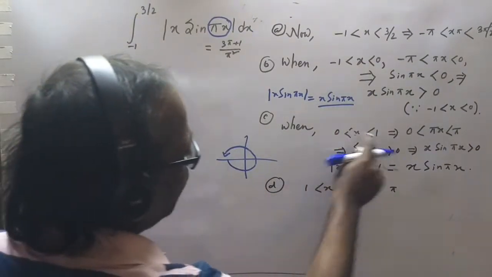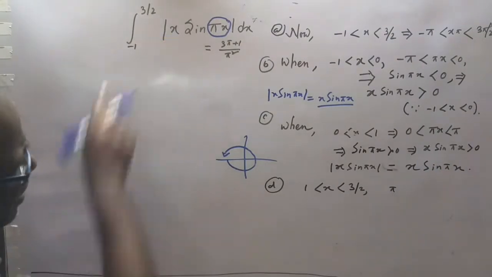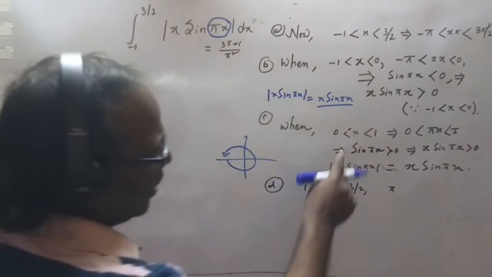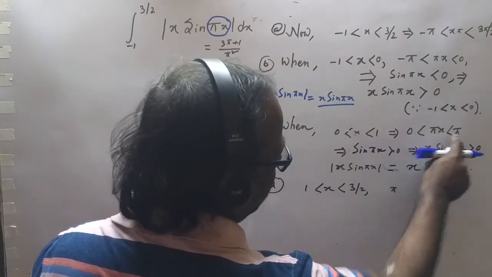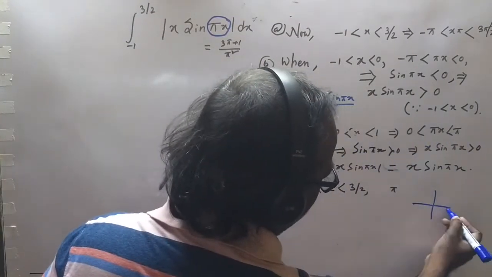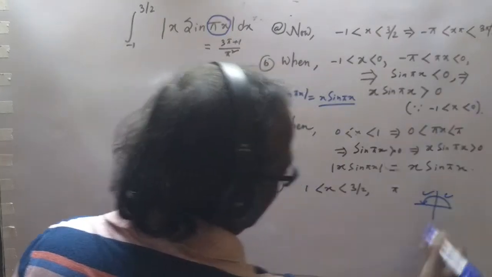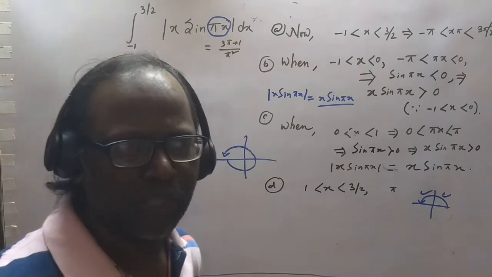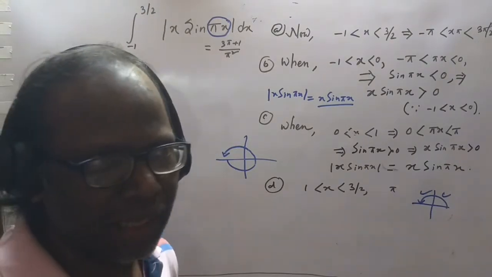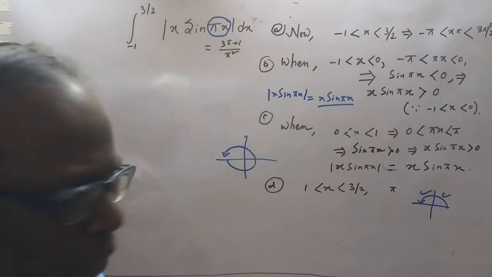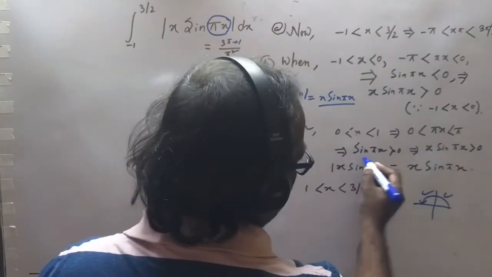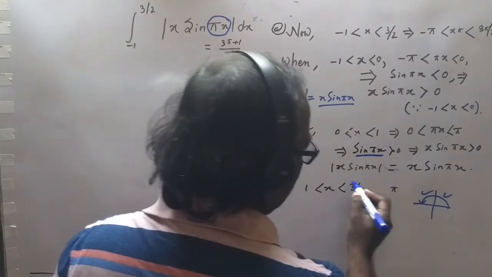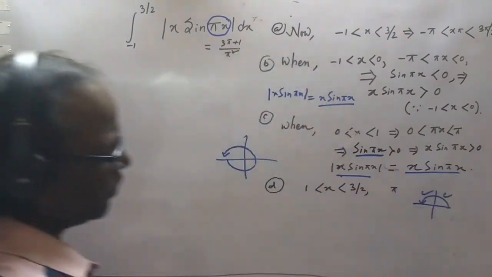After that, 0 to 1. See here, if we split the value from 0 to 1 and multiply by pi, that is 0 to pi x to pi. So the value is between 0 to pi. You know the sine of any angle between 0 to pi is always positive. So sine of this is positive and x is positive. Positive into positive is positive. So this value is more than 0.